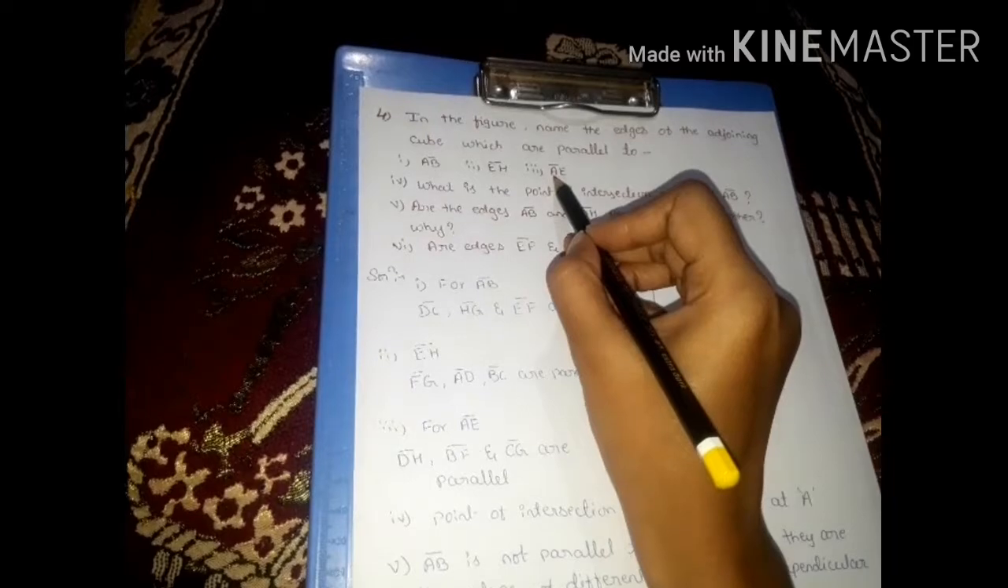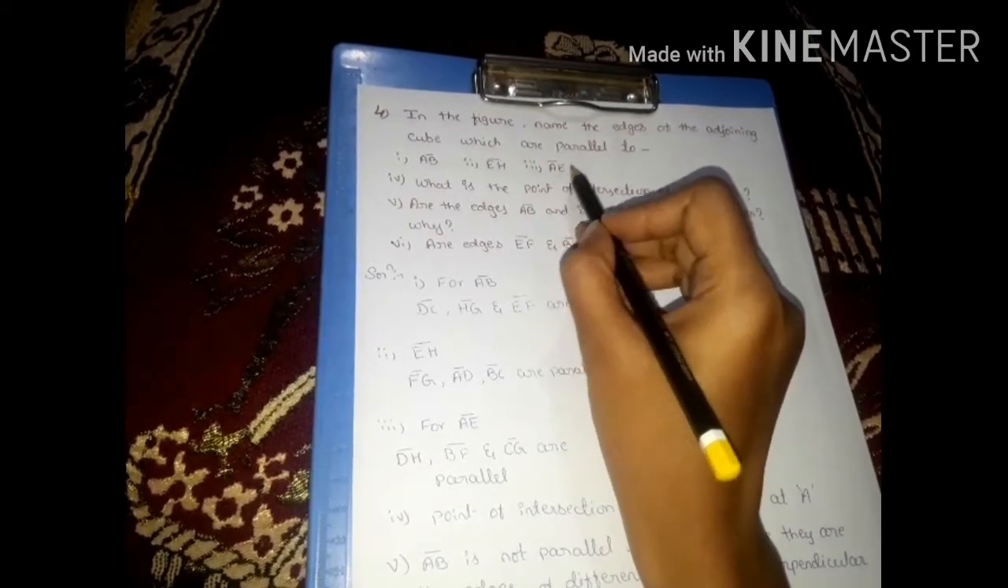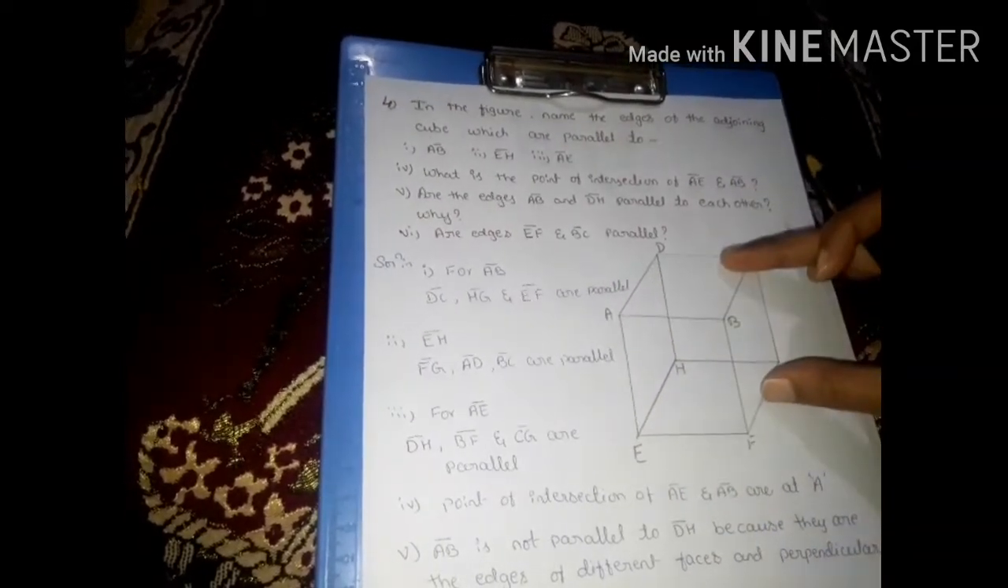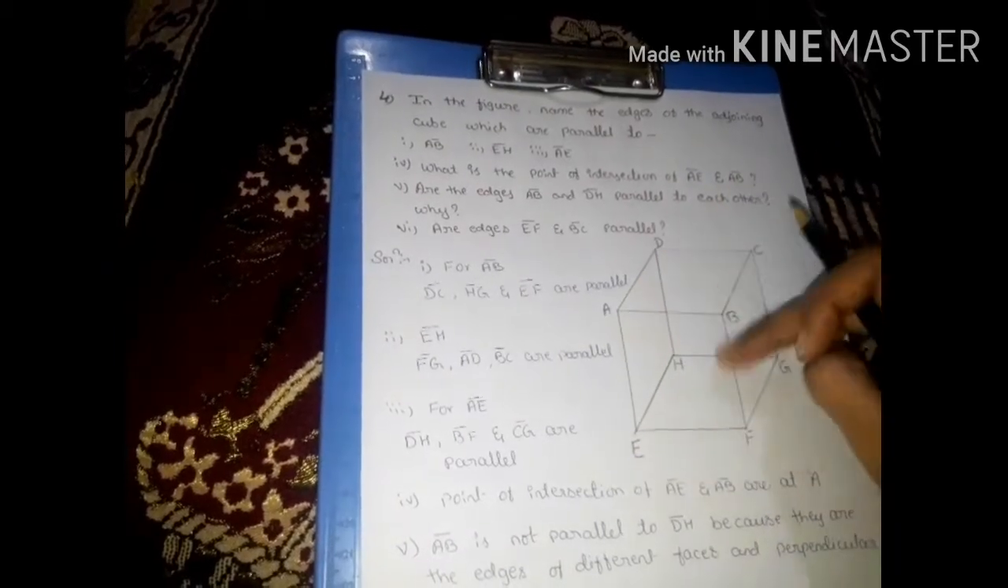Third, you have to find edges which are parallel to AE. AE is the line segment here. For this, you have to find parallel lines. For AE, DH is parallel, BF is parallel and CG is parallel. For line AE, DH is parallel. These two are parallel to each other. For line AE, BF is parallel. Similarly, for AE, CG is parallel. These are the parallels for line AE.